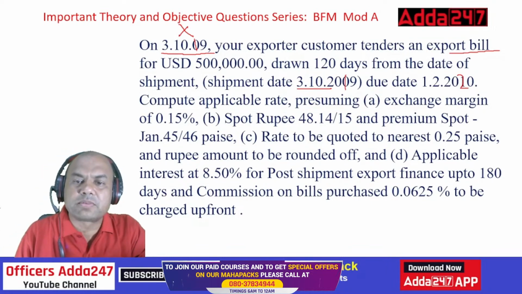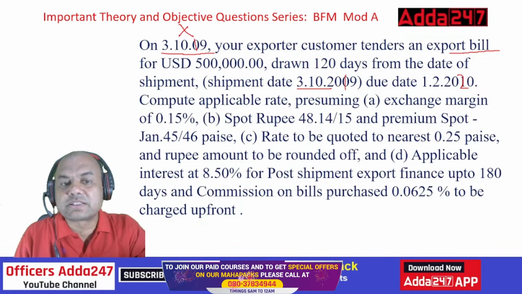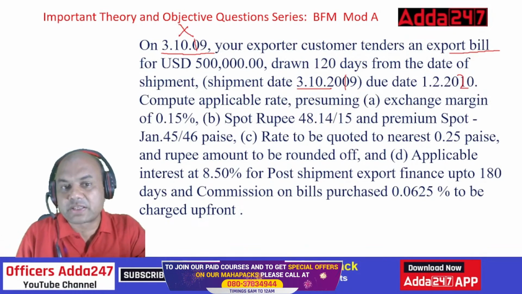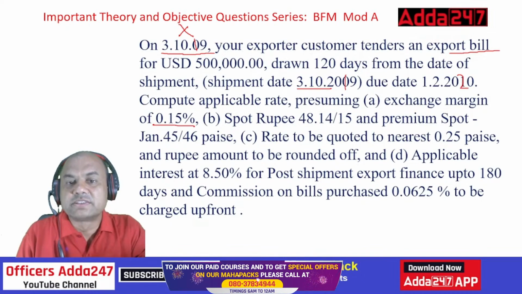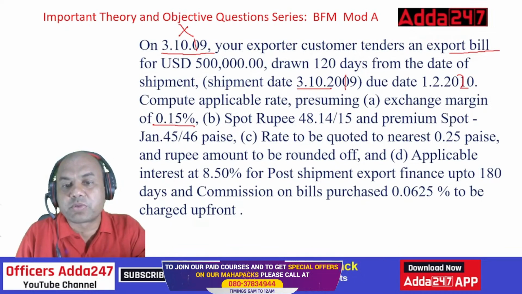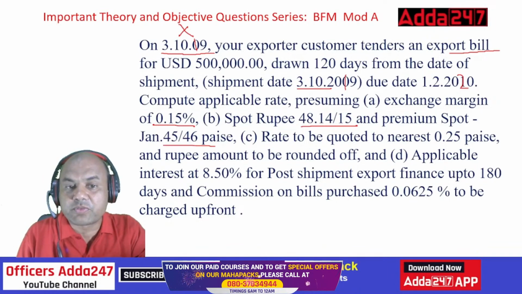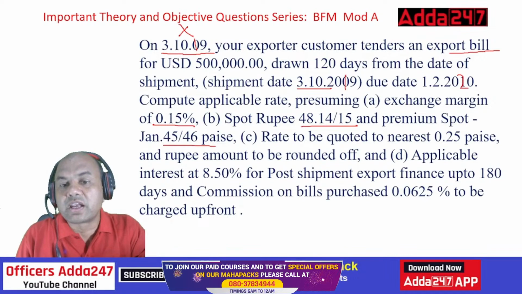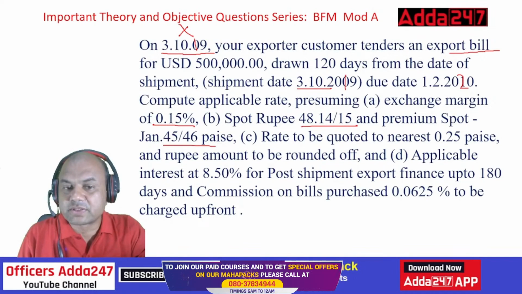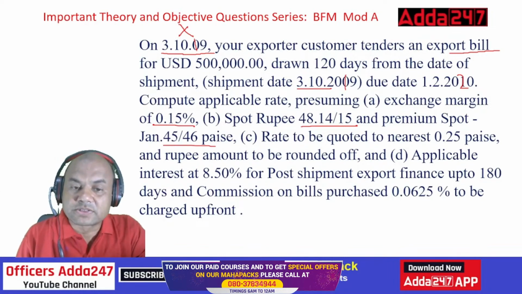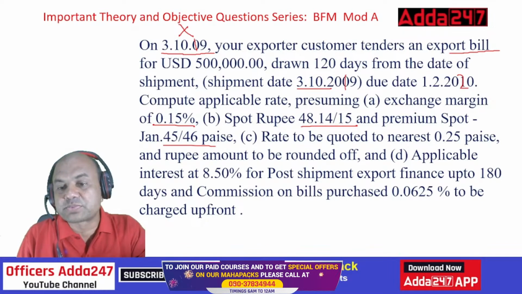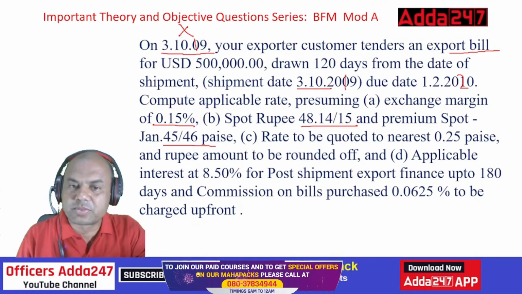Now compute the applicable rate, presuming exchange margin is 0.5%. Look at this. Exchange margin is given as 0.5%. Second, spot rate is given as 48.1415. Premium for January is given as 45.46. Rate to be quoted to the nearest 0.25 paise and rupee amount to be rounded off. Applicable interest rate is 8.5% for post shipment finance up to 180 days, and commission on the bills purchase is 0.0625 to be charged upfront.